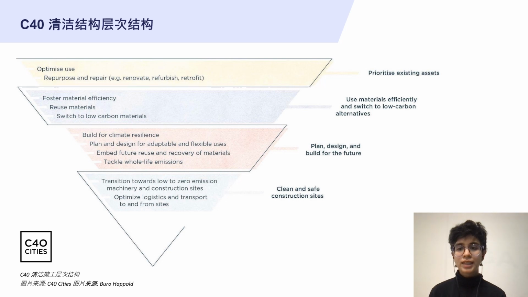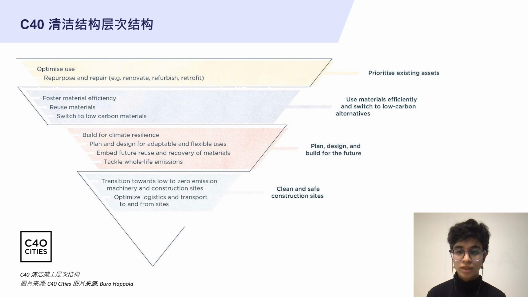The C40 clean construction hierarchy, as shown in the image, serves as an organizational framework for actors within the sector to adopt clean and circular construction actions. The hierarchy steps are organized from top to bottom according to their potential to reduce emissions, and from bottom to top according to their impact on improving the city air, noise and soil pollution and other health issues.